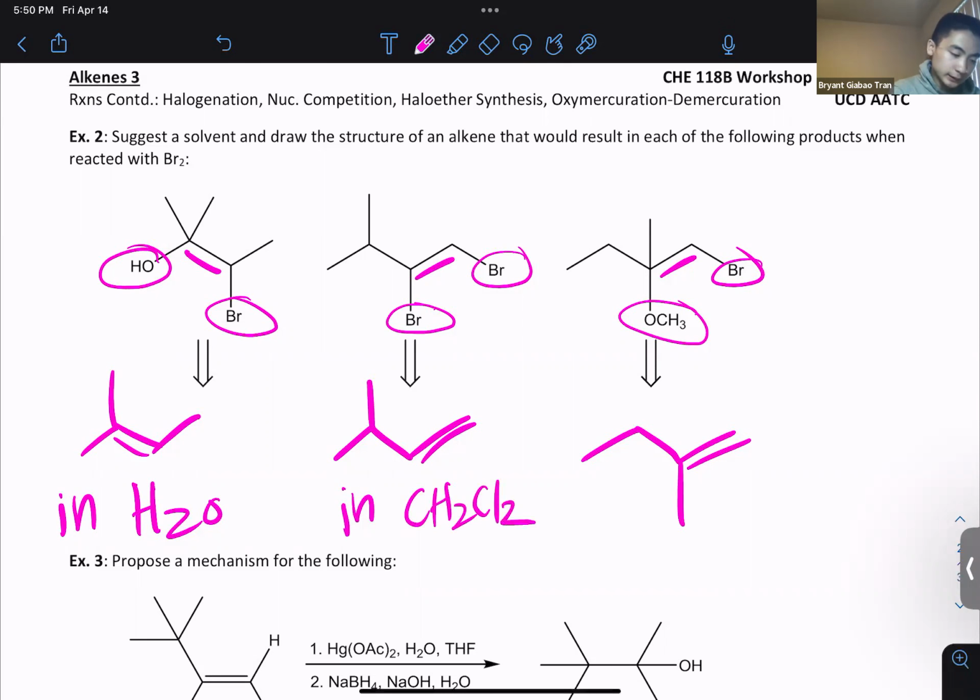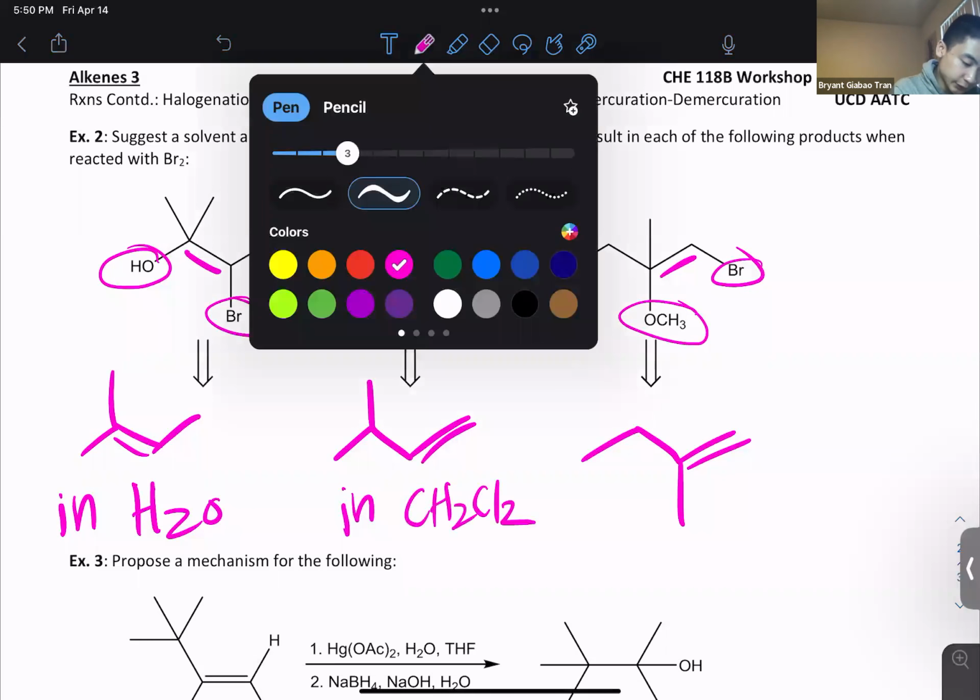And then, in this case, the vicinal side of the bromine is an alkoxide, OCH3, an OR group, which means the solvent was an alcohol, ROH. In this case, the alcohol is CH3OH.